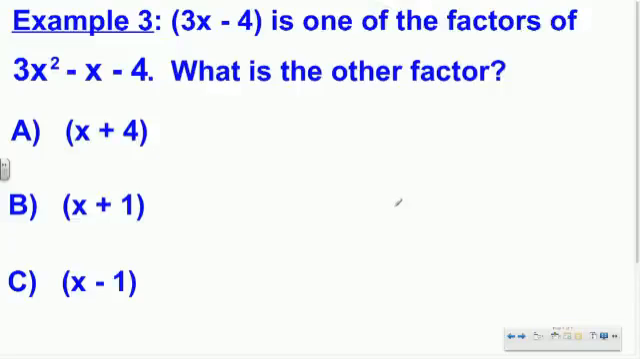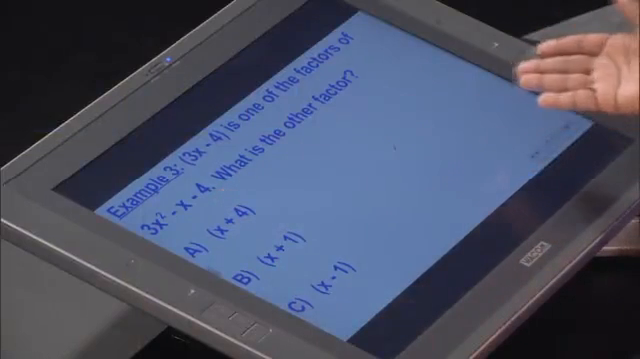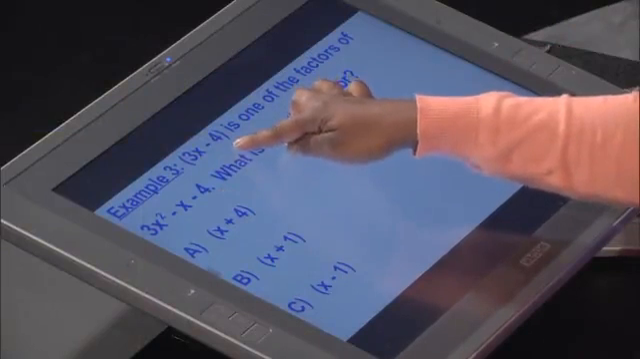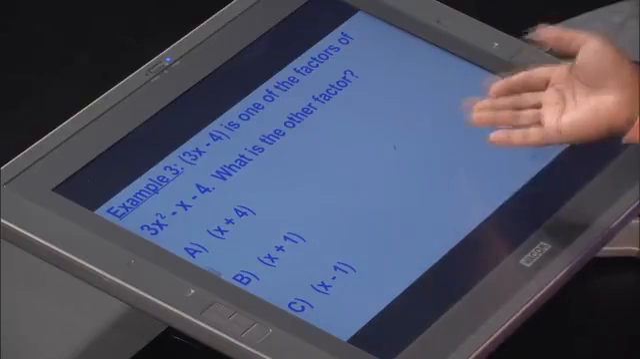So let's look at this one. We've got 3x minus 4 is one of the factors of 3x squared minus x minus 4. What is the other factor? This one is set up a little differently, but essentially we're doing the exact same thing. They're telling us this is our trinomial, this 3x squared minus x minus 4, and they're giving us a head start. They're saying this is definitely one of your factors. Now, which one of these is the other one? That's what we need to figure out.